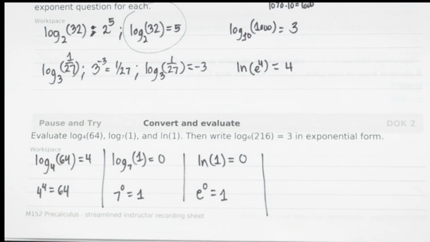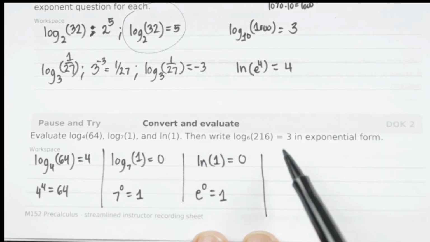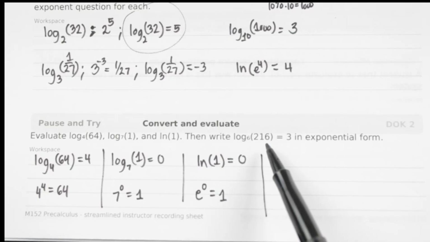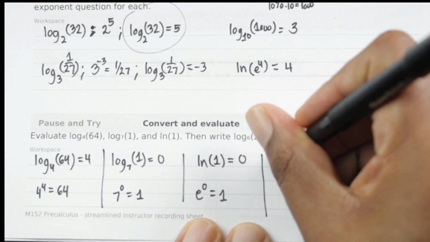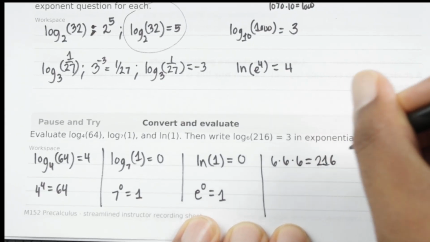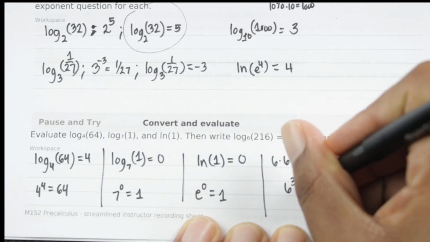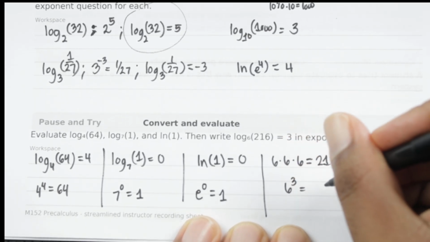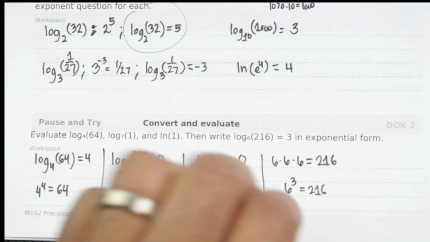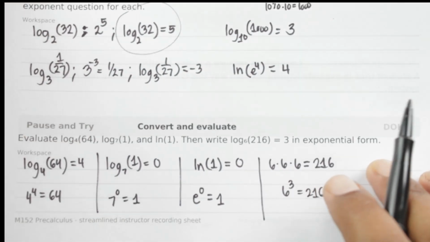Then write log base 6 of 216 equals 3 in exponential form. So this is written in logarithm form, which essentially asks me, 6 raised to what power will give me 216? Well, 6 times 6 times 6 is 216. So the answer is 6 raised to the third power, because 6 times 6 is 36, and 36 times 6 would give you 216. Okay, very good. Let's continue.